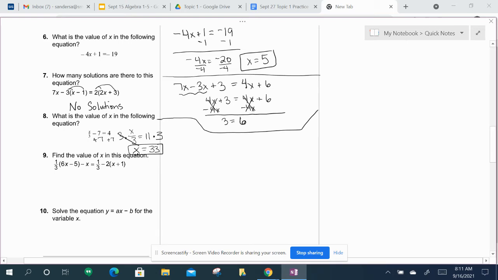All right, number 9 is just what we've been doing. However, we've got some fractions involved this time, but we can handle that. So use your calculator to multiply.